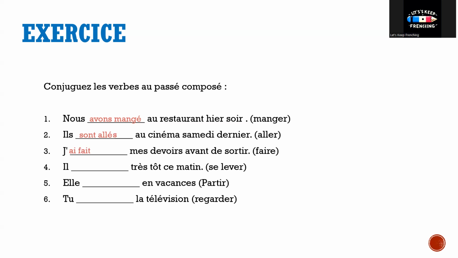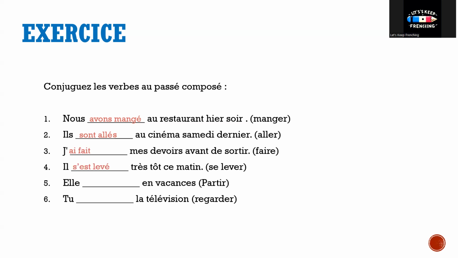Okay, next sentence. Il très tôt ce matin. Le verbe, c'est se lever. Okay, the verb se lever is within the category of the pronominal verbs, reflexive verbs. So we said that reflexive verbs are conjugated with être. Therefore, we'll have il s'est levé. Il s'est levé très tôt ce matin.